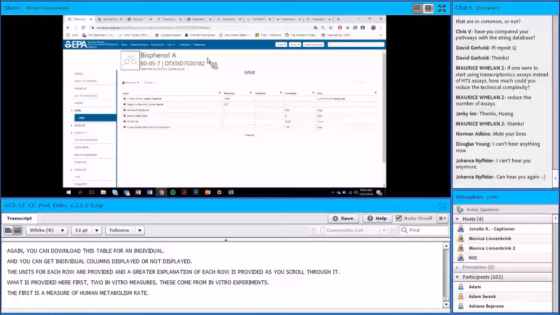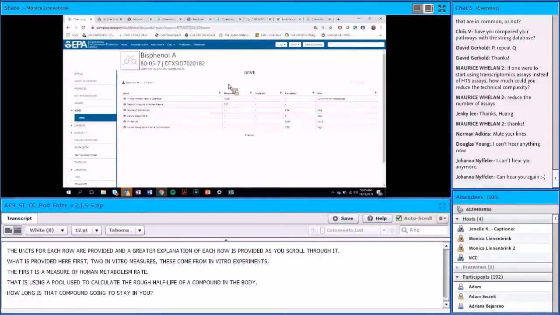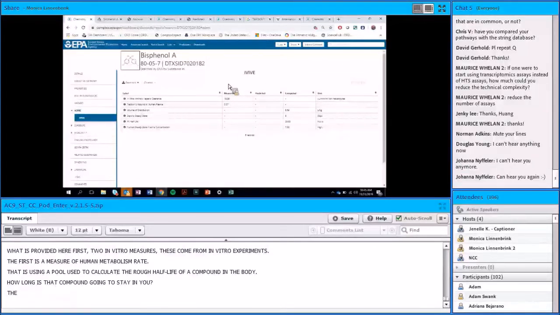The first is a measure of human metabolism rate, and so that is using a pool of suspended human hepatocytes. It's conducted over 2 hours, and it is an assay that is often used by the pharmaceutical industry to calculate the rough half-life of a compound in the body. So how long is that compound going to stay in you?